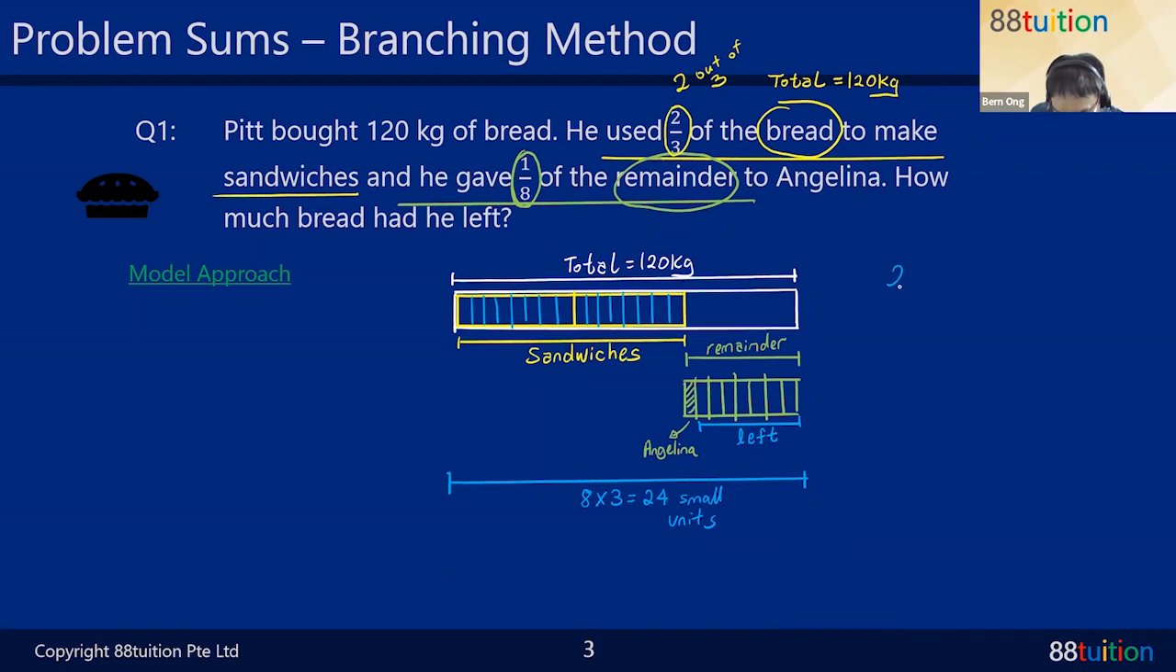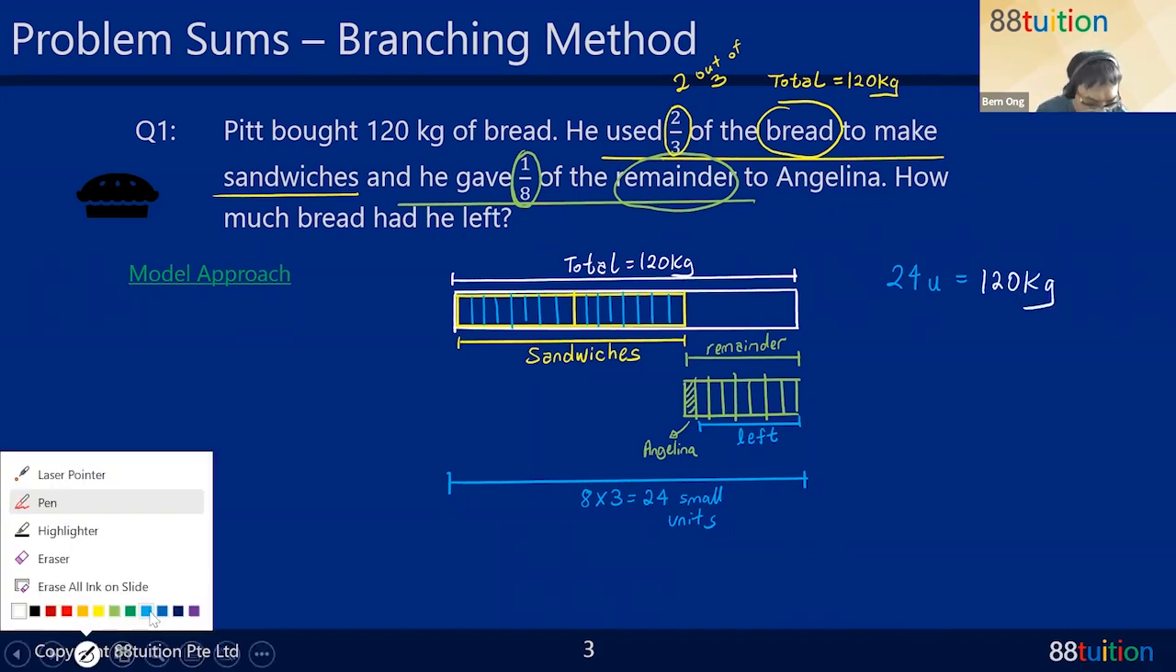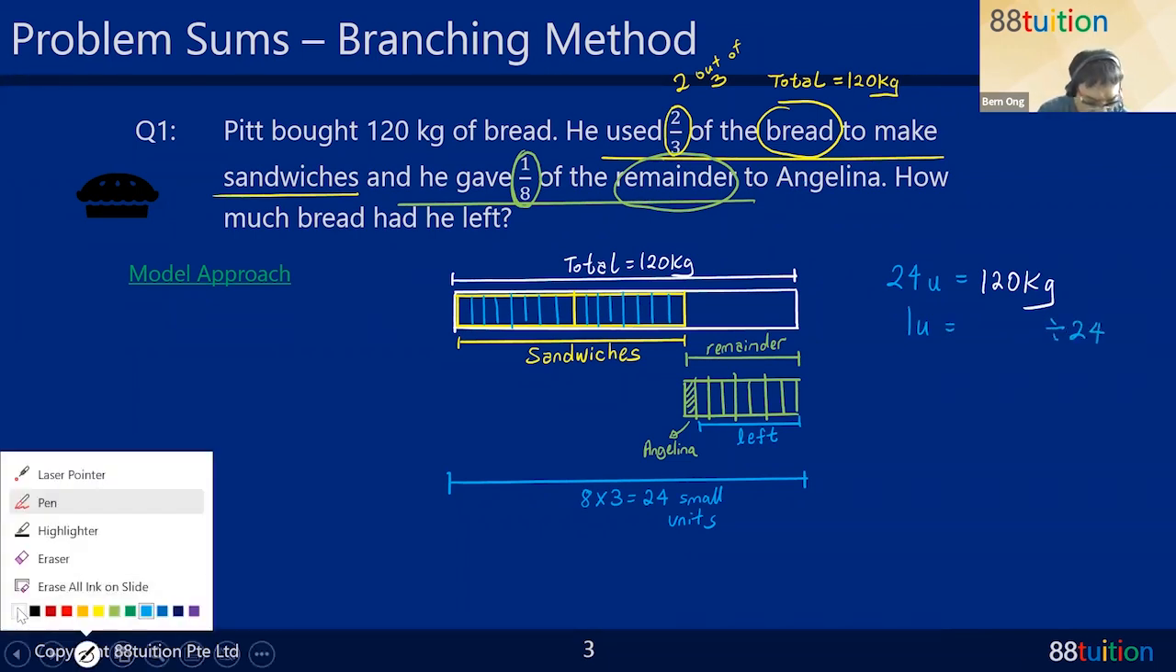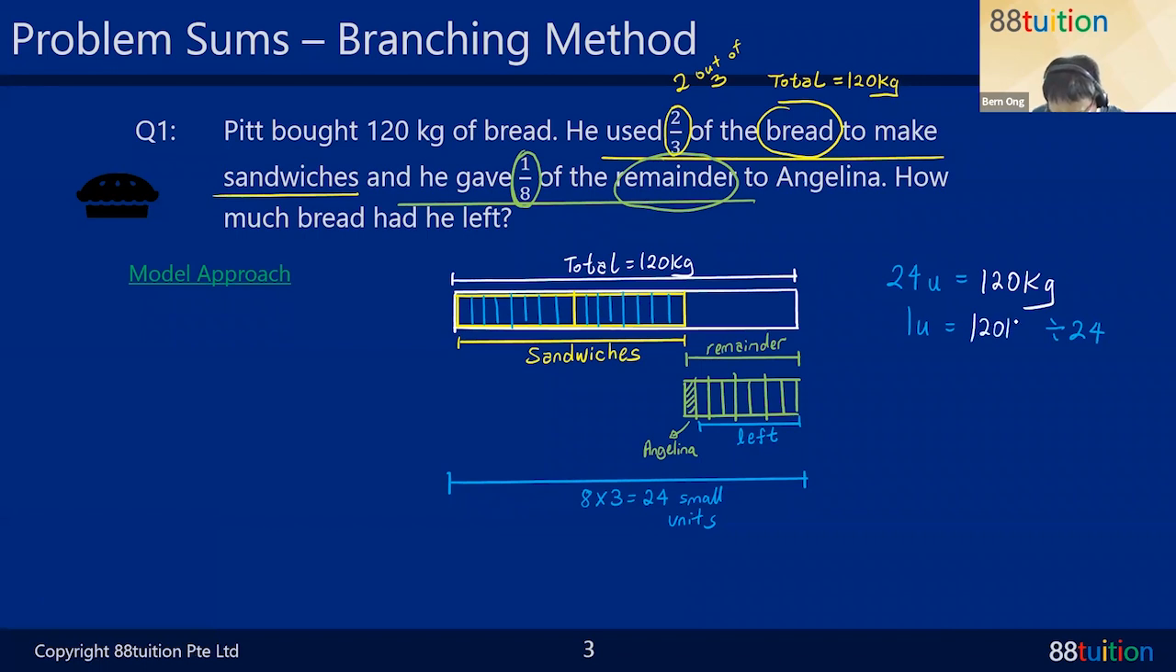So you can say, sure, I know what to do already. So 24 units is equal to the white color, the total of 120 kg. Always look for the 1 unit first. How do you find 1 unit? Yes, divide by 24. So 120 kg divided by 24. Press your calculator, 120 divided by 24. That will be 5 kg. Okay, so 1 unit is 5 kg.